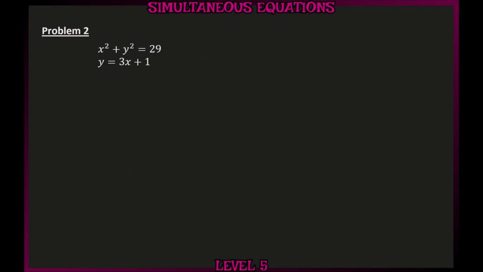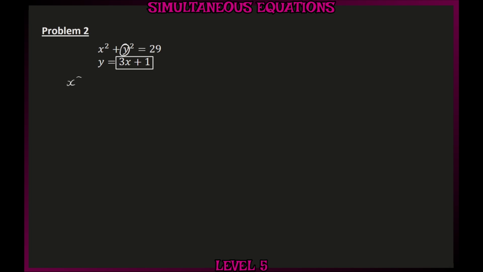In problem 2, we're solving x squared plus y squared equals 29 and y equals 3x plus 1. So again here we have a linear and a non-linear equation, so we're going to solve these by substitution. Now looking at the second equation, which is written with y as a subject, we can take 3x plus 1, which we know is equal to y, and substitute it in place of y in the first equation.